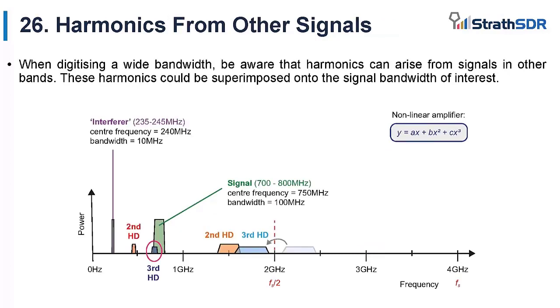Of course, harmonics can occur in response to other signals as well as our own signal of interest. As you can see in this example, there's an interferer centered at a frequency of 240 MHz with a bandwidth of 10 MHz. The third harmonic of this interferer partly overlaps our signal of interest. This could have been avoided by filtering out the interferer with an analog filter before it passed through the amplifier and had a chance to create these unwanted harmonics.